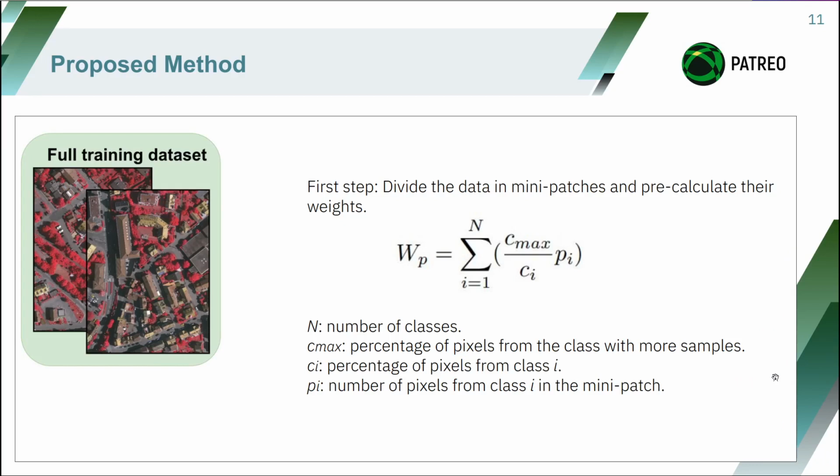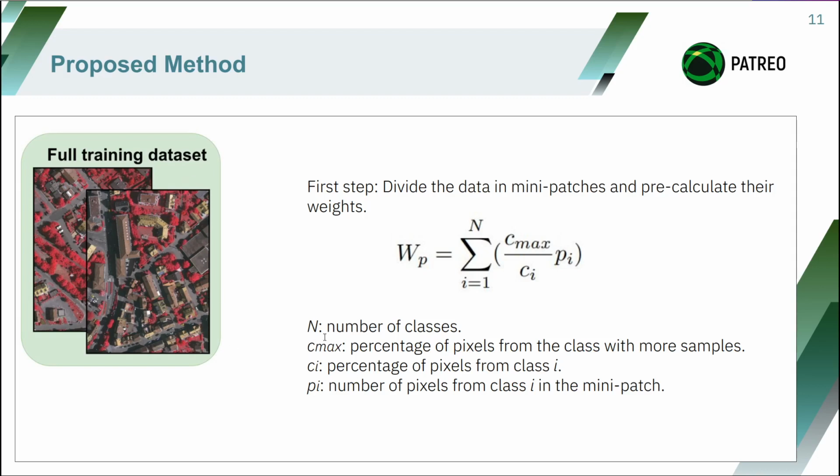So, for the proposed method, the first step is to divide the data from the whole dataset into mini patches and pre-calculate their weights. This weight is supposed to say how probable that mini patch is of being chosen to make part of a new synthetic image. It is calculated as in this equation right here, where n is the number of classes from our problem. Cmax is the percentage of pixels from the class with more samples. So let's suppose that in this dataset the building class is the most common one and it represents 40% of the dataset.